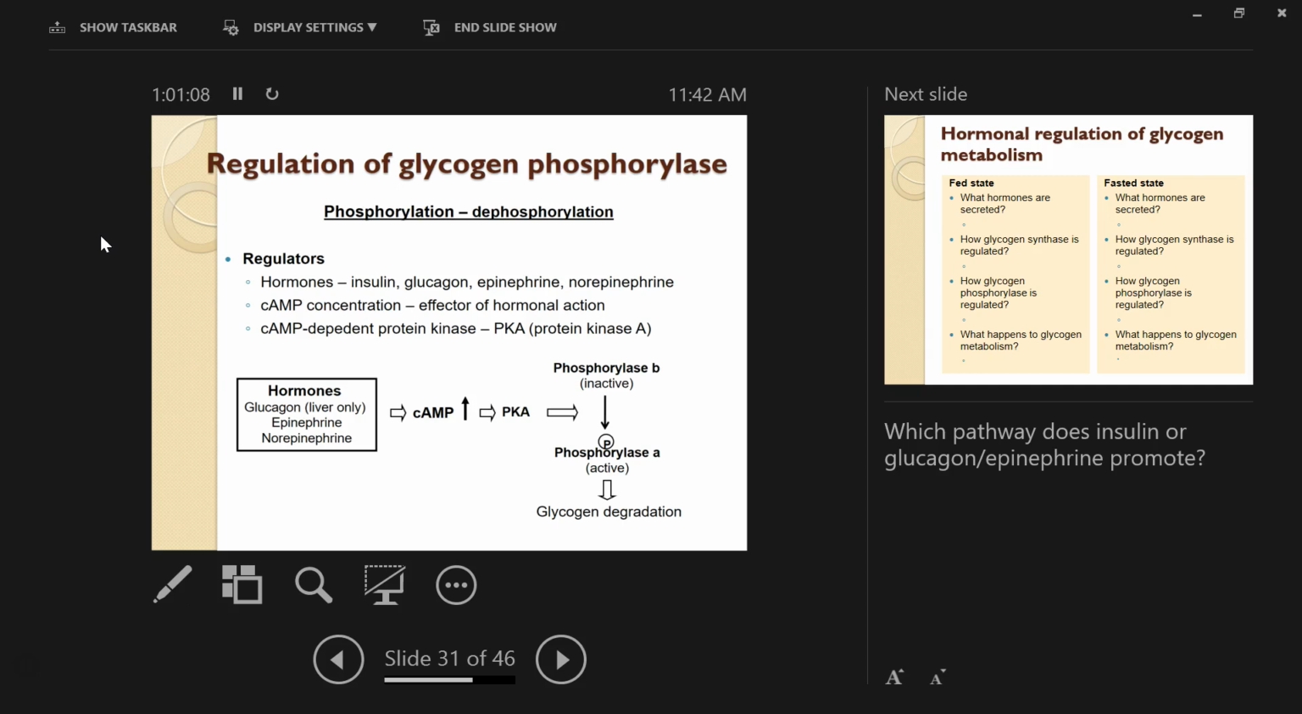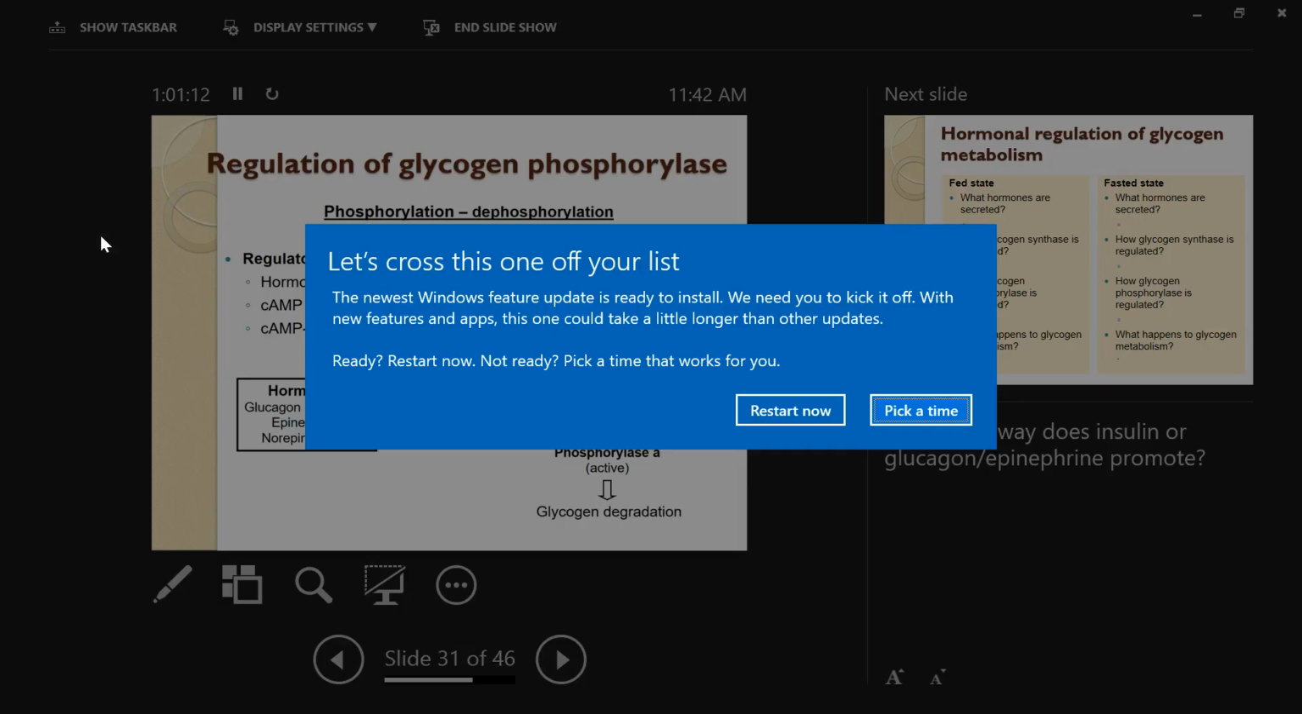We know cyclic AMP is increased by glucagon and epinephrine during the fasting condition, and increased cyclic AMP can regulate protein kinase A activity. Protein kinase A is the enzyme that catalyzes phosphorylation of phosphorylase. So once phosphorylase gets phosphorylated, it can be activated, and then what happens?